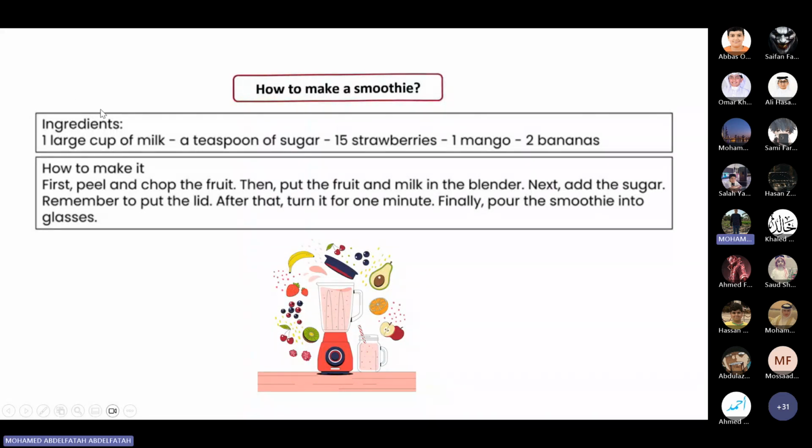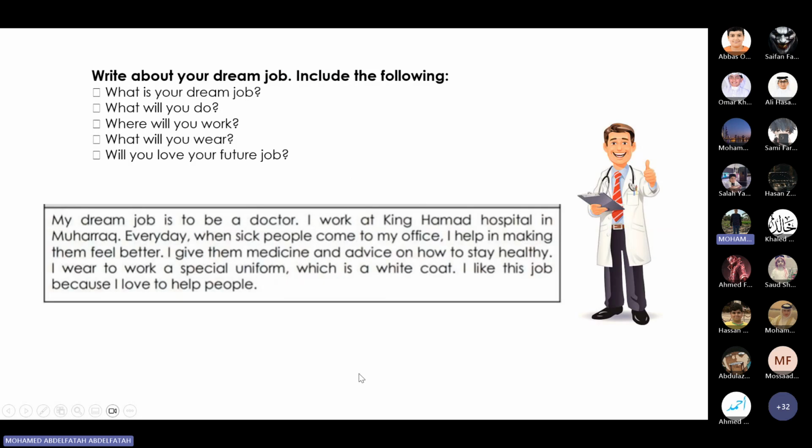Bananas, strawberries, mango, anything, okay? With milk, of course, sugar or honey. And how to make it? Look here, we use the sequence words. First, then, next, after that, finally. Bravo, Saud. Let's go to the next one.